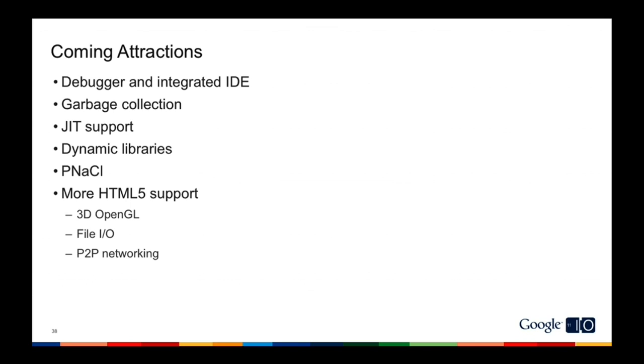Coming attractions are, we are doing an interactive debugger and integrating it with your favorite IDE. We're starting with Visual Studio. Eventually, we'll get to other IDEs, Xcode, Eclipse, et cetera, GWT integration, that kind of thing. We're starting with Visual Studio because a lot of client programmers are already there. We are doing things like garbage collection, JIT support. We have a port of Mono that runs C#, and we are adding dynamic library support as well.